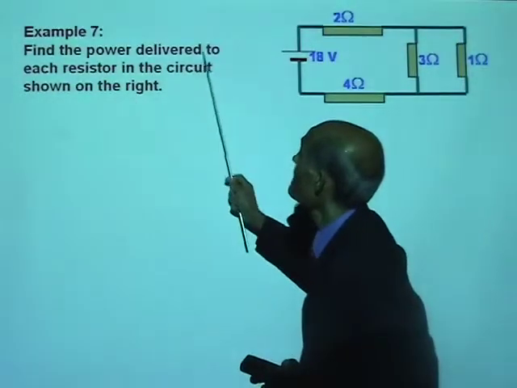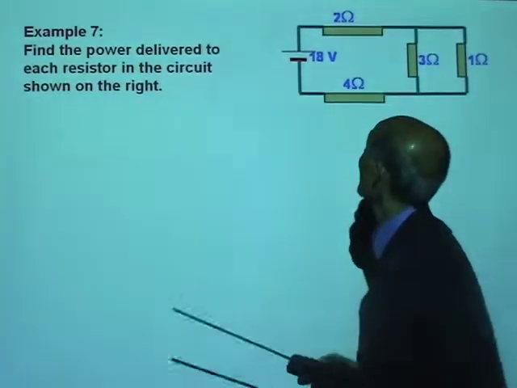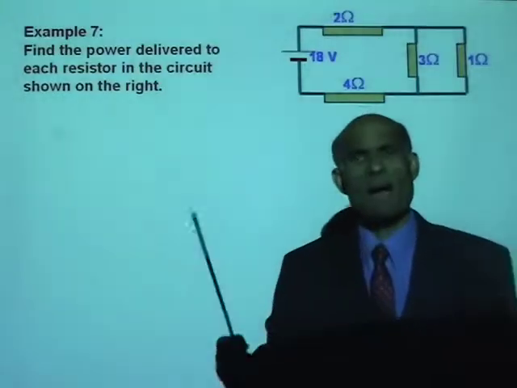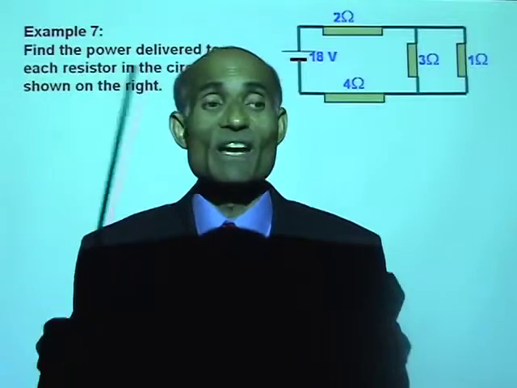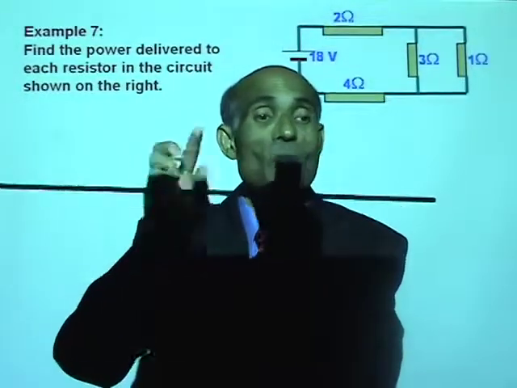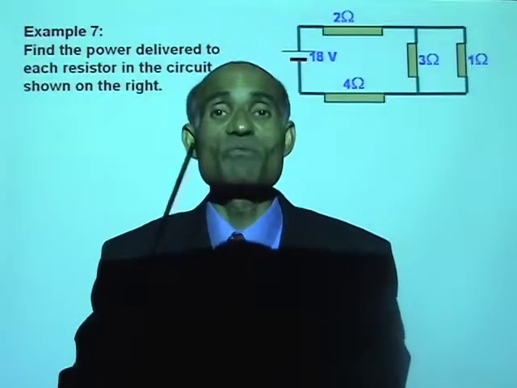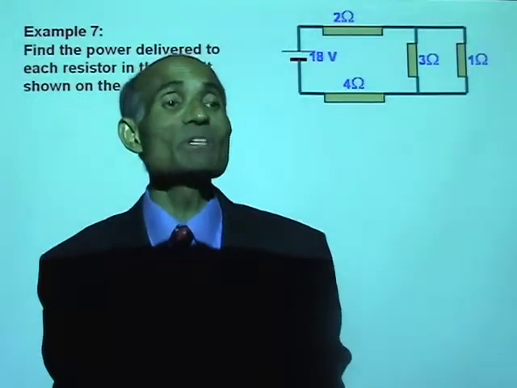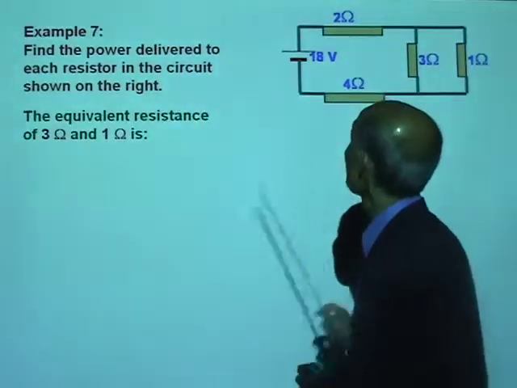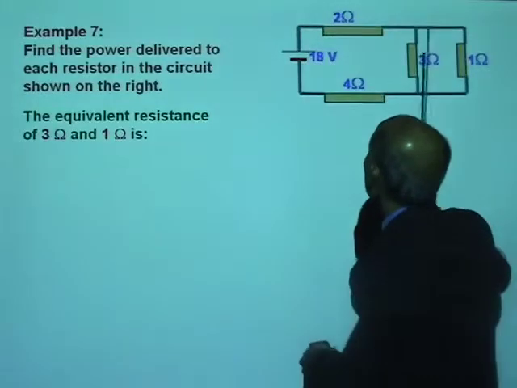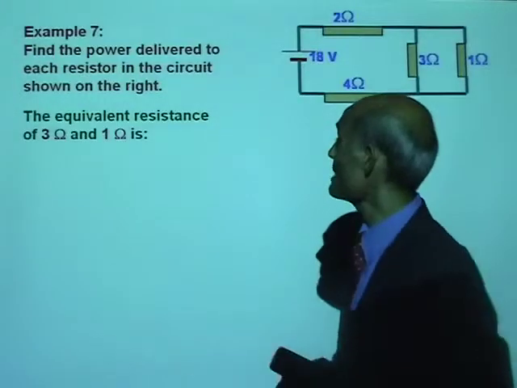Find the power delivered to each resistor in the circuit shown on the right. What is the meaning of the power delivered? Well, the power in a resistor is the current in it multiplied by the potential difference. Is that right? P equal to V times I. Power delivered is voltage multiplied by the current. So we need to find the voltage and the current across each resistor and then calculate the power.